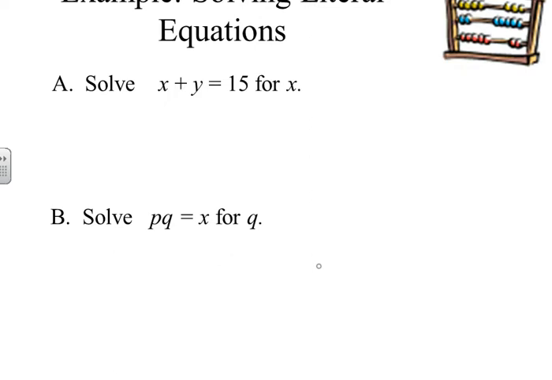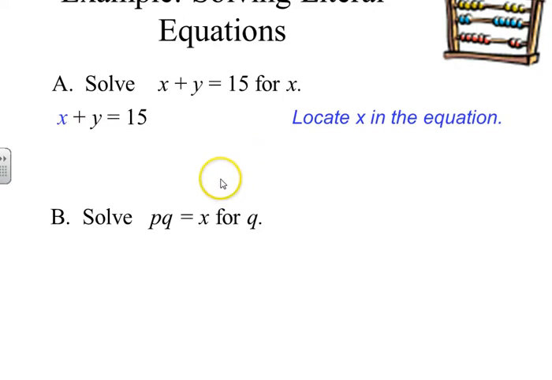Alright, so let's go ahead and do some examples. So here we have, let me switch to pen. The first thing we want to do here is to locate x, since here they're asking us to solve for x. In your case, you might want to circle the variable or underline it just so we do not get confused and forget what we're doing.